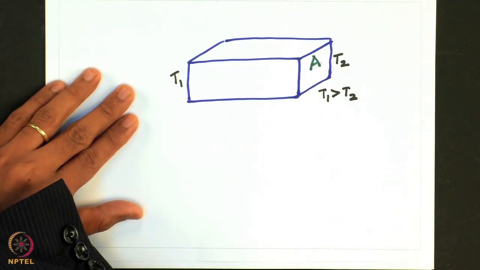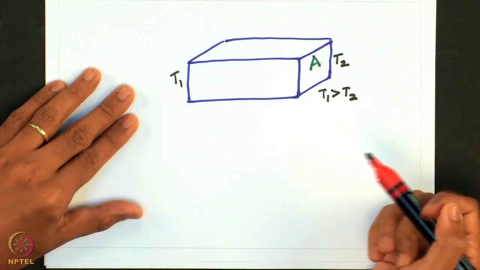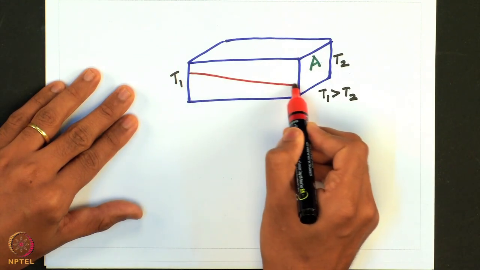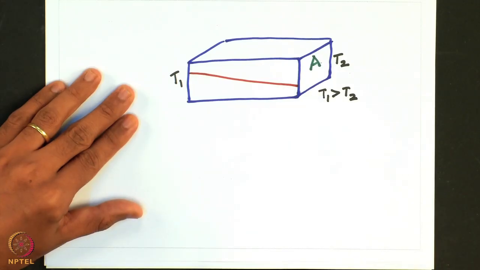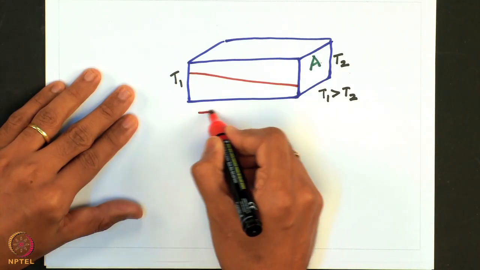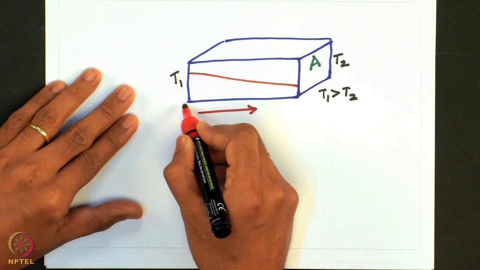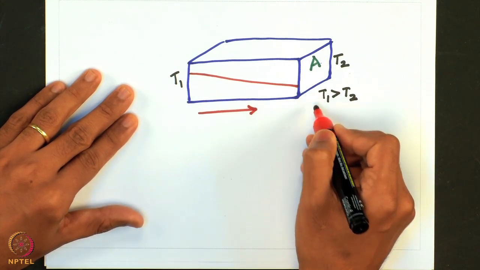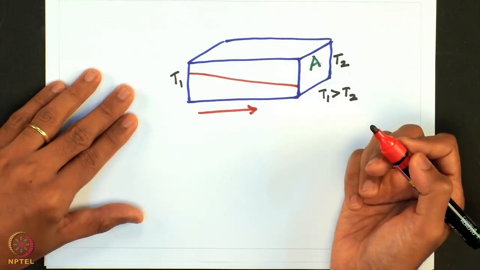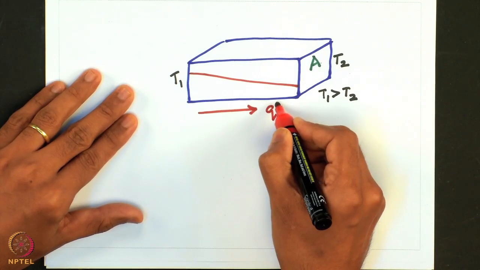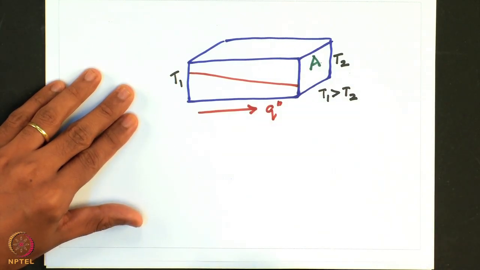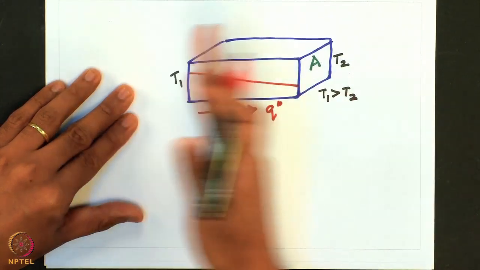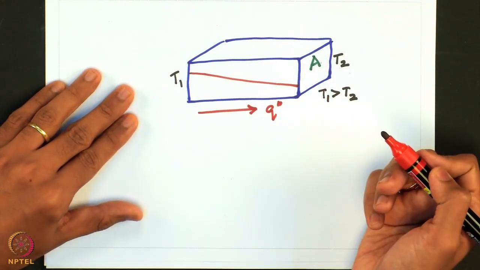What will be the temperature profile inside the slab? There will be a certain profile inside the slab, and the heat is transferred from the end whose temperature is T1 to the end whose temperature is T2, which is lower than T1. This is the direction in which the heat is transported, or the flux of energy being transported from one end to the other.